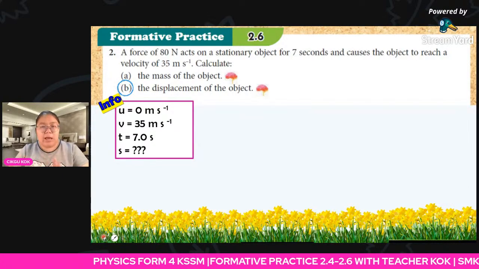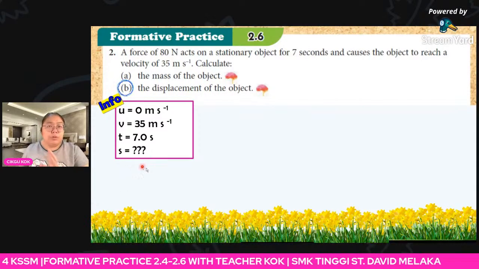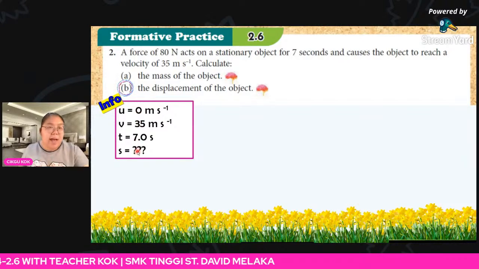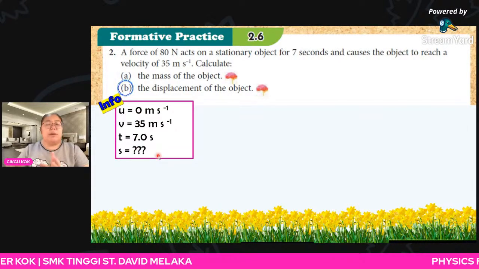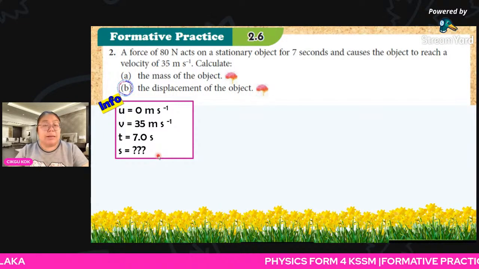If you only have the A information, then we just apply it. But from here, I assume I do not know the A. I use U, V, and T. I want to find the S. So from here, you think about which equation has no A. The equation with no A should be number 2.